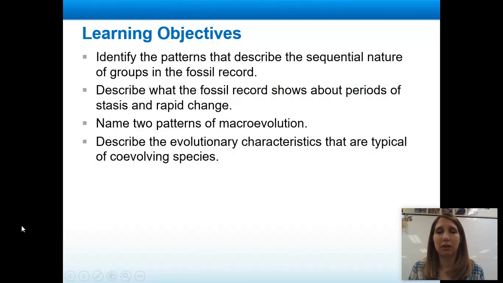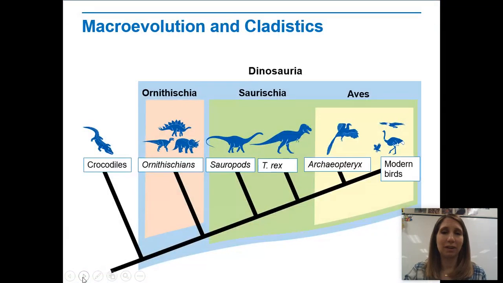So we're going to talk about, first of all, here are 4 objectives for this section. So patterns that describe the sequential nature of groups in the fossil record. And for that, we're going to look back at our cladograms, which we originally discussed as part of chapter 19. We're going to look at fossil record again and how that indicates to us these periods of what we call gradualism and also punctuated equilibrium, which is going to be a newer term. We're going to talk about macroevolution, which is change on a broad scale, and then what happens during a process called coevolution, which is actually a pretty neat way by which species can adapt.